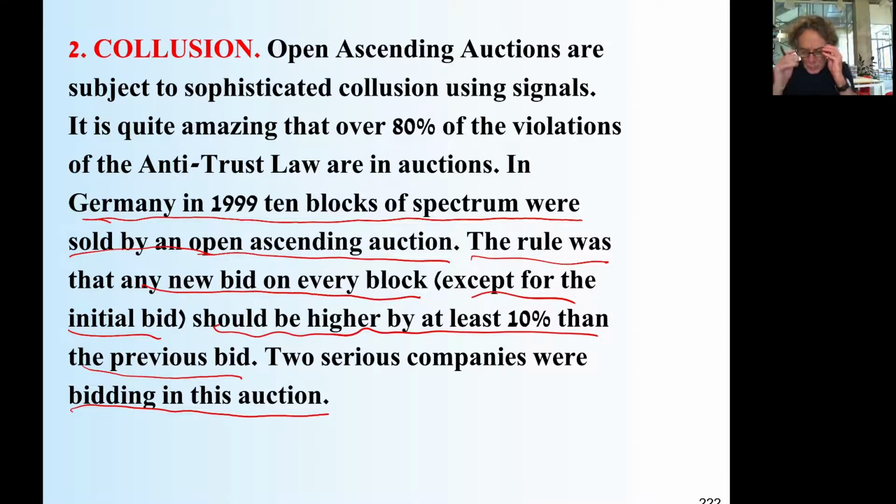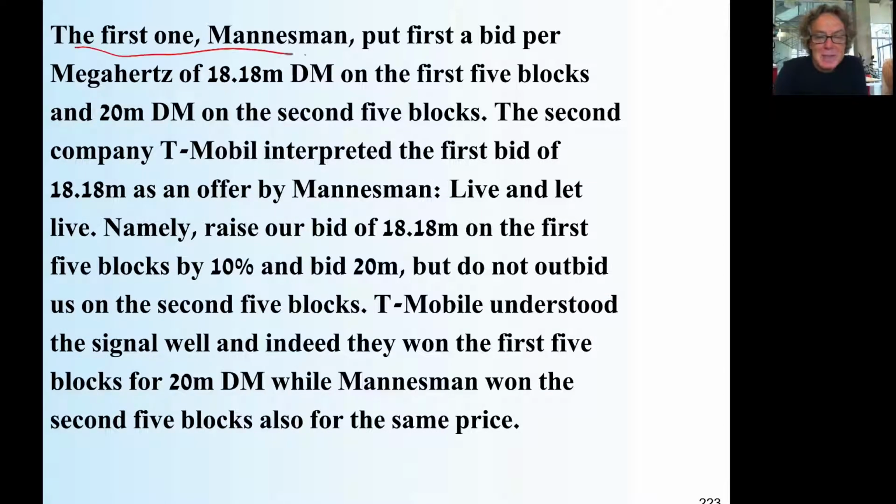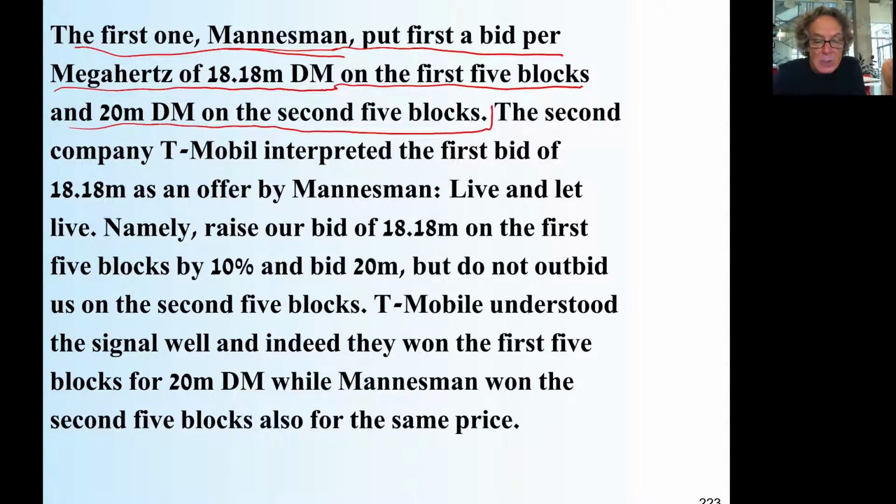The main two were, first, Mannesmann, which put a bid per megahertz of 18.18 Deutsche Mark, before the euro, on the first 5 blocks. And they put 20 million Deutsche Mark on the second 5 blocks. Wow, what is this number, 18.18? It's a crazy number. Who bids like this? 20 million, I understand. By the way, in the newspaper, they predicted that the auction would generate billions of Deutsche Marks for the German government. So they put 18.18 for each of the first 5, and for the other 5, 20, 20, 20, 20, 20.